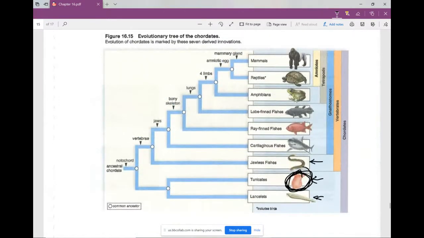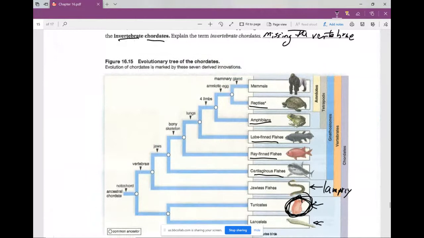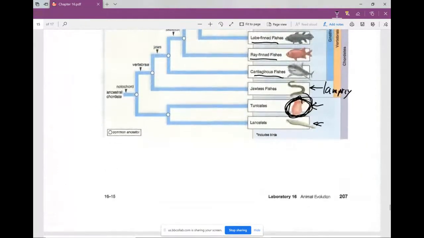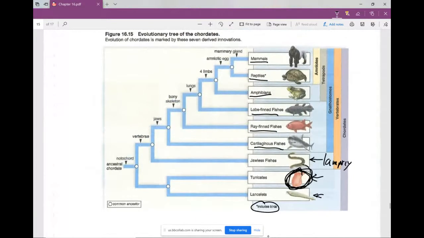You have jawless fishes, the agnathans, by the way. Like the lamprey, for example. This is a lamprey. You have the cartilaginous fishes, which are the sharks, the ray-finned or bony fish. These are bony fish too, lobe-finned fishes. And you have the amphibians, the reptiles, which includes the birds, and the mammals. Yeah, includes birds. There you go.